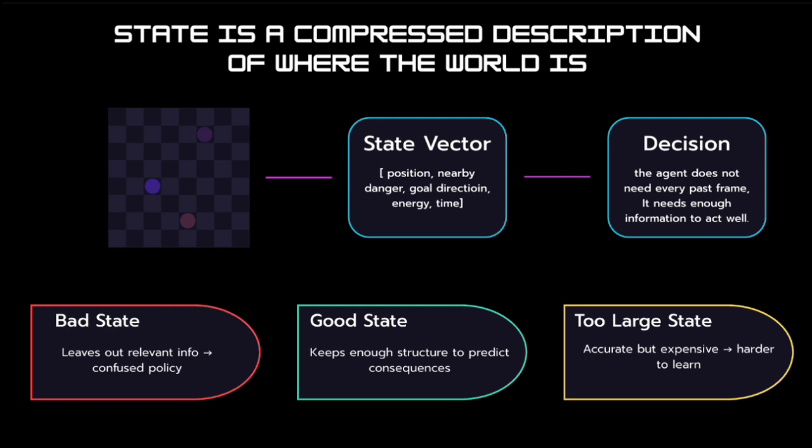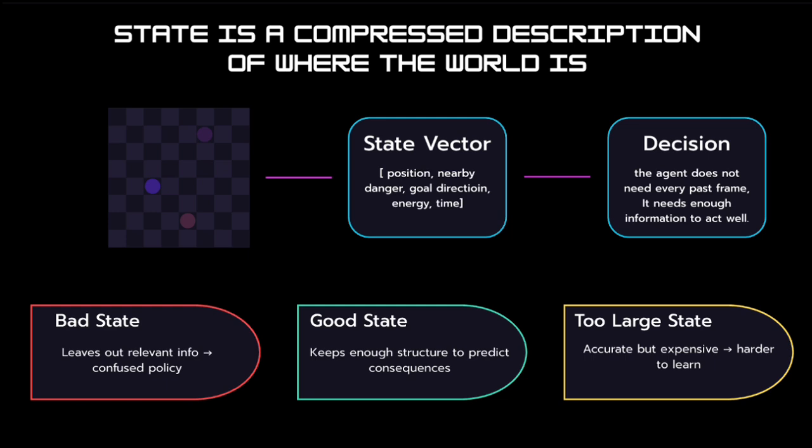When the Markov idea works, it turns a huge memory problem into a basic transition problem. Instead of asking, what should I do after this exact long history of everything that ever happened? The agent asks, given the current state, what action should I take? That is a much cleaner learning problem.